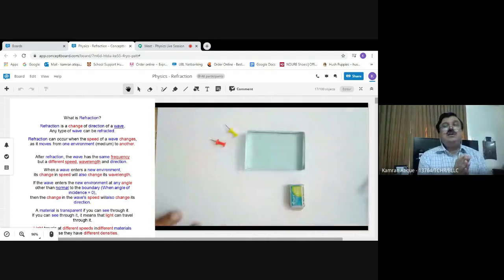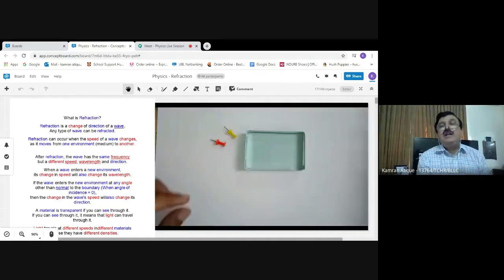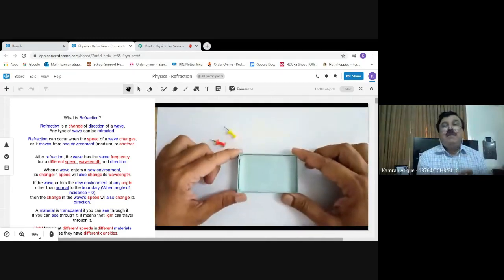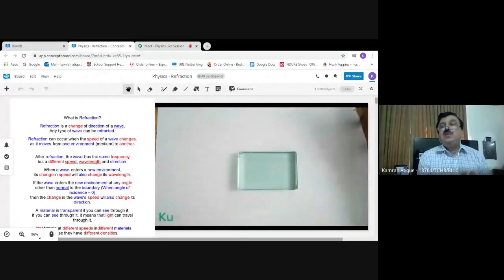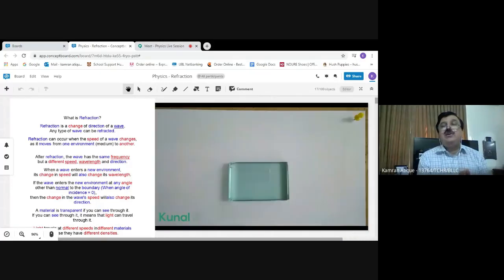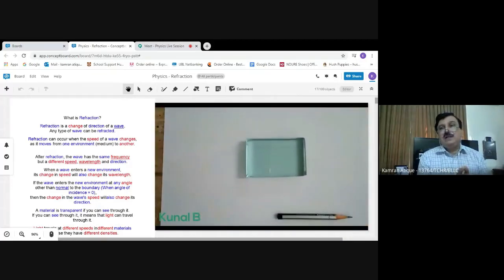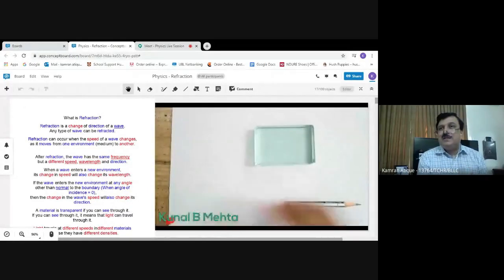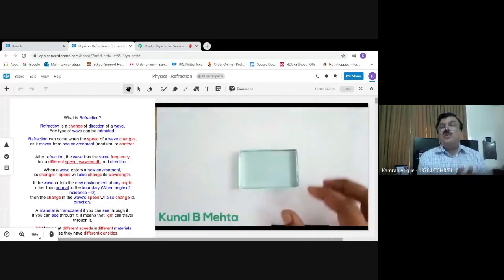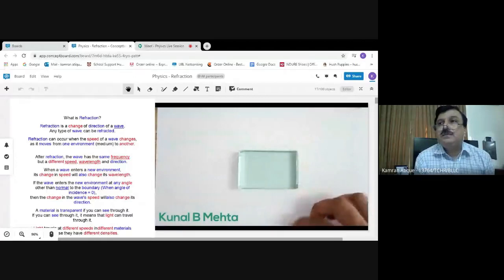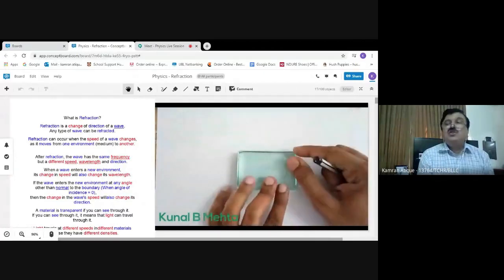In that case, the speed slows down, and we will see the bending of light also happen. As an example, when a light ray enters from an optically less dense medium to an optically more dense medium, for example from air into glass, it is going to bend towards the normal because it is slowed down. This happens when the angle of incidence is not equal to zero.